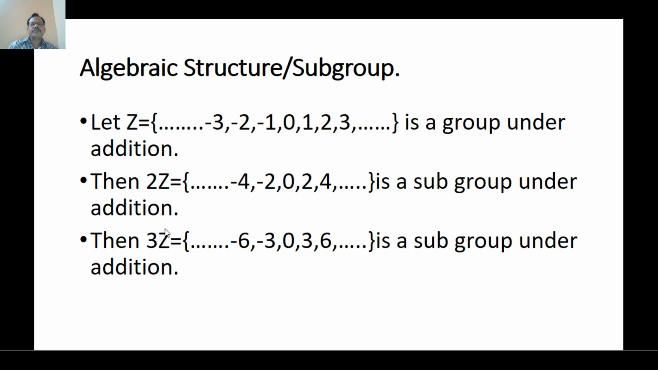Similarly, you take 3Z, the multiples of 3: 0, 3, 6, -3, -6 and so on, which is a subgroup under addition. As you know, 3 plus 6 is 9, -3 minus 6 is -9, and 3 plus -3 is 0, so it satisfies the closure property. 0 is the identity element, the inverse of 3 is -3, the inverse of 6 is -6, the inverse of 9 is -9, like that. Every element has its own inverse, and hence it satisfies the commutative property, and it is a group under addition. It is a subgroup of Z, therefore we call it 3Z is a subgroup of Z under addition.